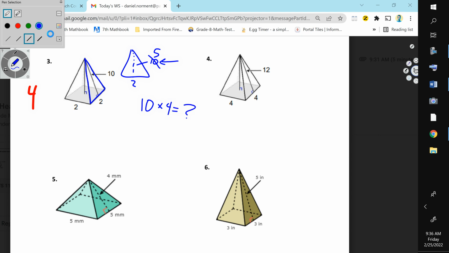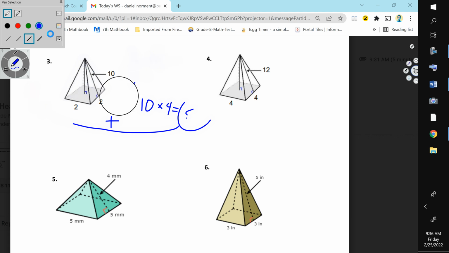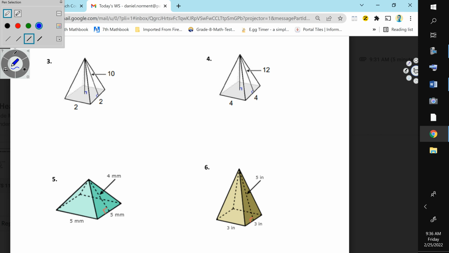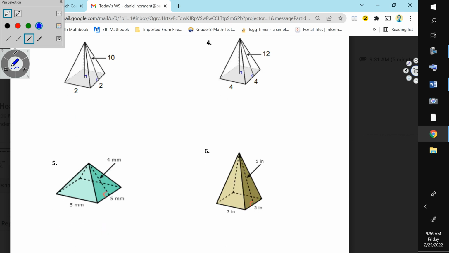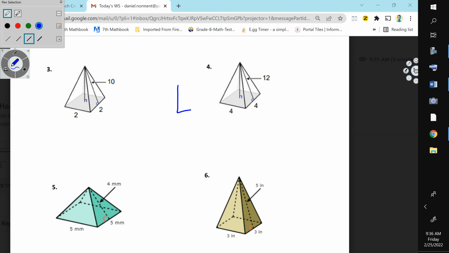4 triangles, 1, 2, 3, and 4. So you're going to take this, which is the area of all the surfaces of the 4 triangles, and you're going to add it to that. And then you're done. Show your work, remember. Number 4, here's the net for number 4.